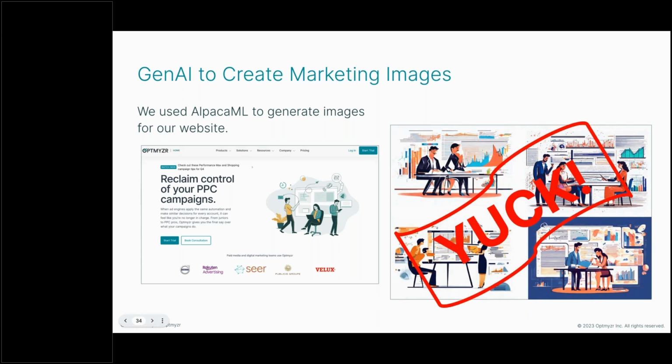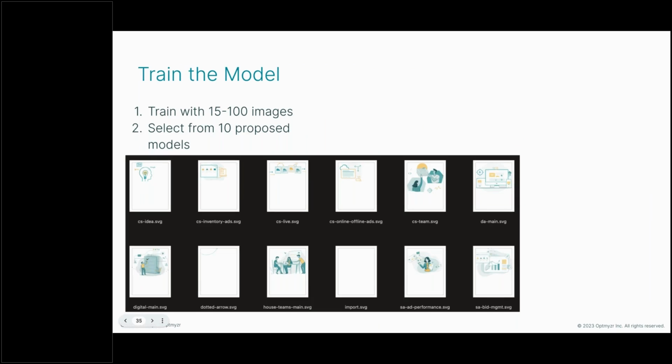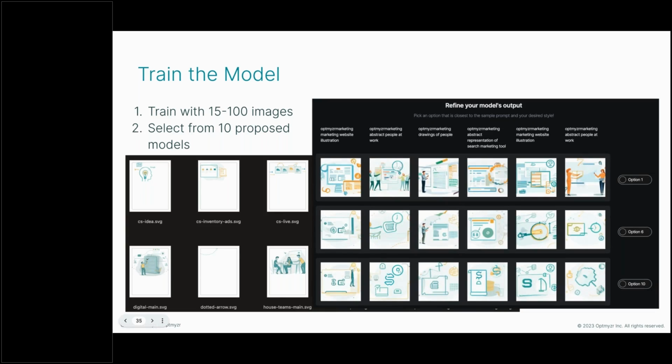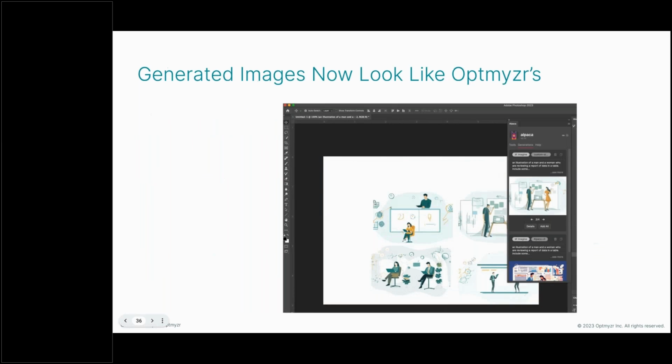Now, the nice thing is that with Alpaca ML, you can actually train it with as few as 15 to 100 images from your own site. So you feed it those images, and then it comes back and proposes a couple of different models to you. It says, here's a couple of options, which one do you like best for each of those prompts that you see at the top? And so I go through a couple of rounds of this, and it hones in on, okay, Fred seems to like a specific model better than all of the others. So that becomes your model now.